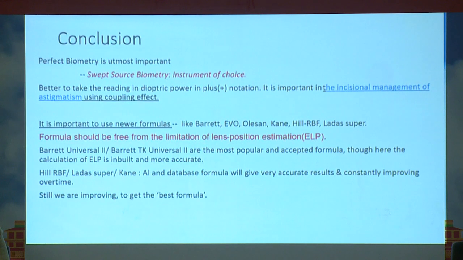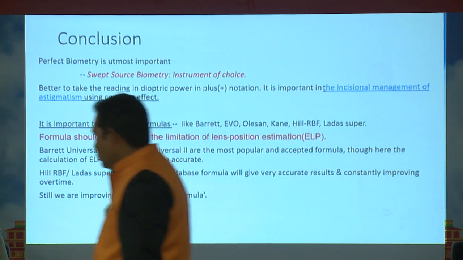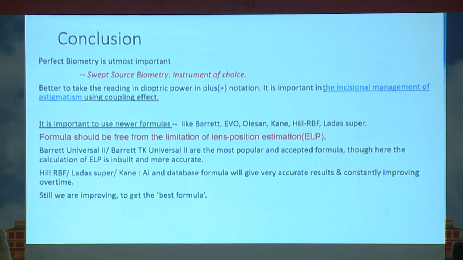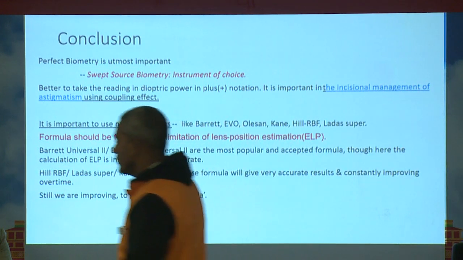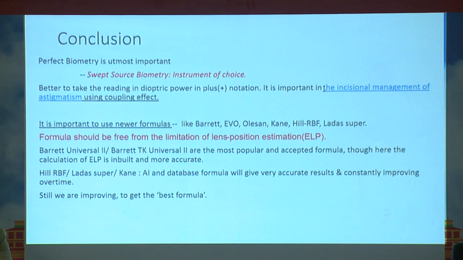Now to conclude, perfect biometry is of utmost importance, and swept source biometry is the instrument of choice. It is better to take the reading of dioptric power in plus notation. It is important to do incisional management of the astigmatism using the coupling effect. It is important to use newer formulas like Barrett, EVO, Olsen, Kane, Hill RBF, and LADAS Super. The formula should be free from the limitation of expected lens position.